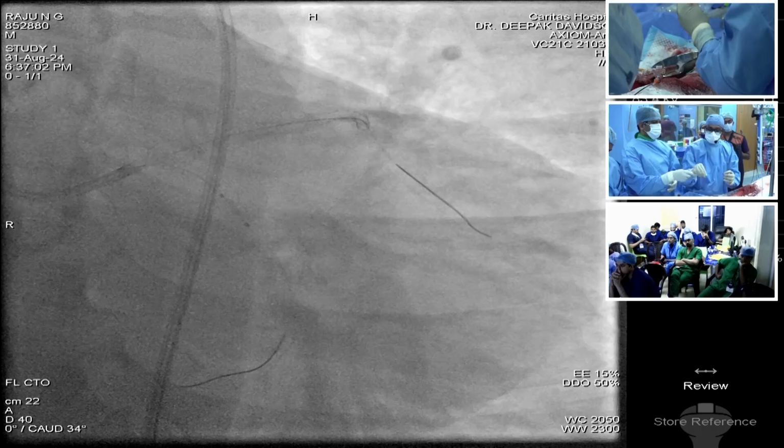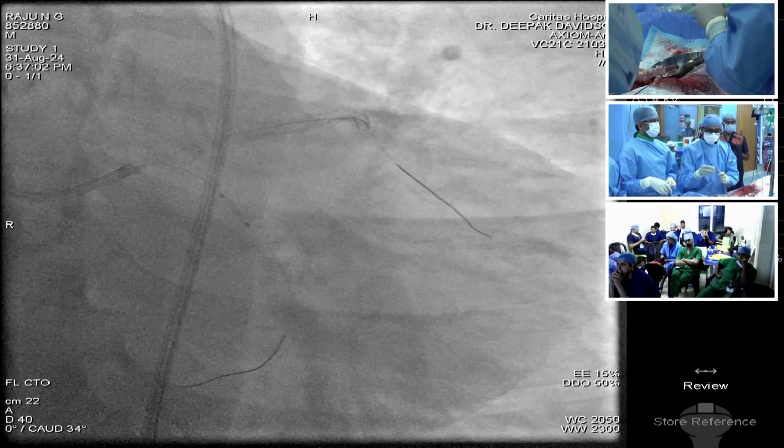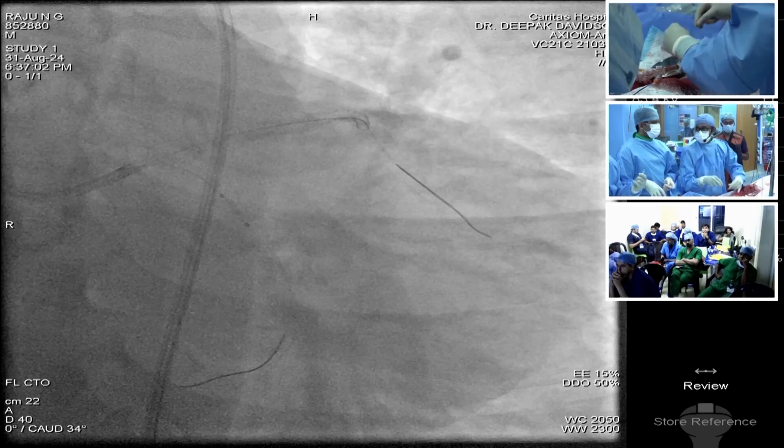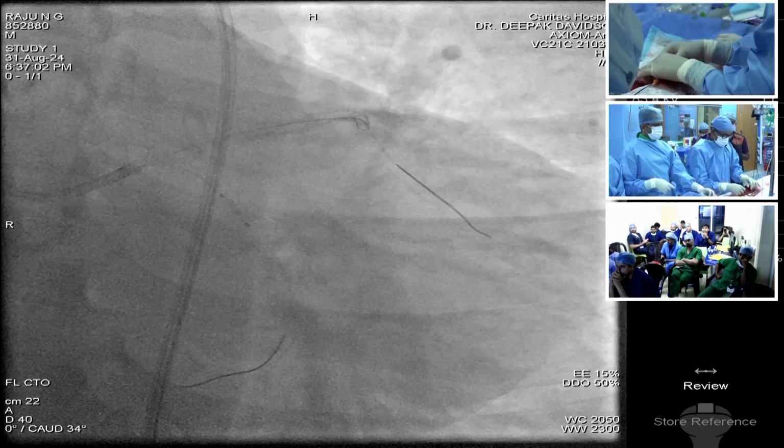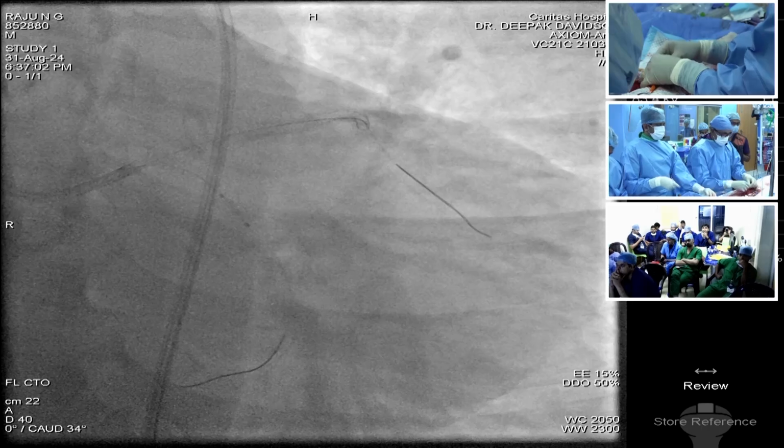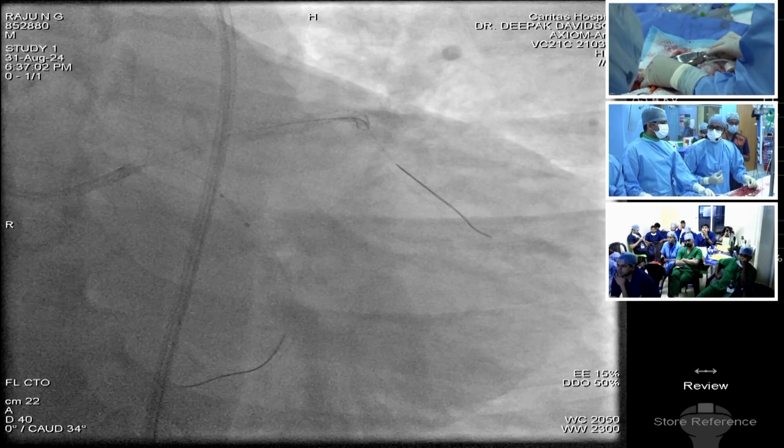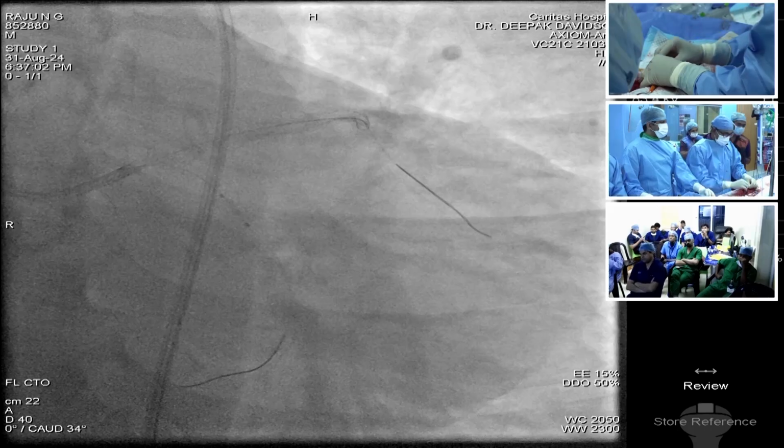3.5 is not enough. For kissing we always need a longer balloon, because otherwise it will melon seed. Anyway, we'll go with that. But always. Negative. Okay, now be ready with the next stent.